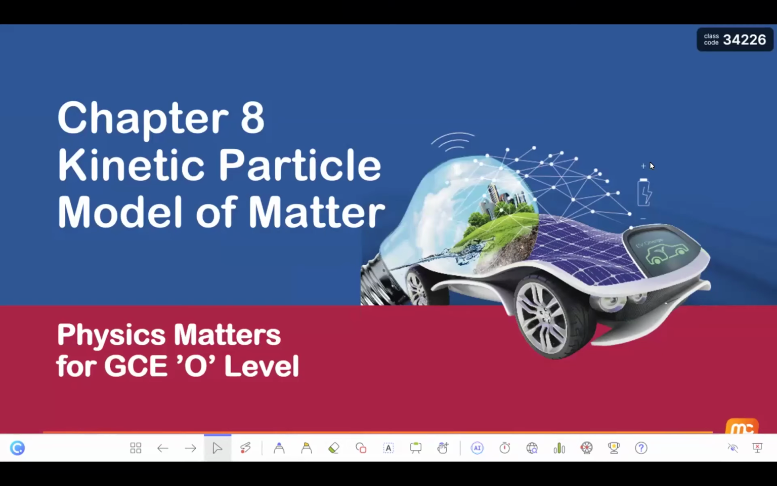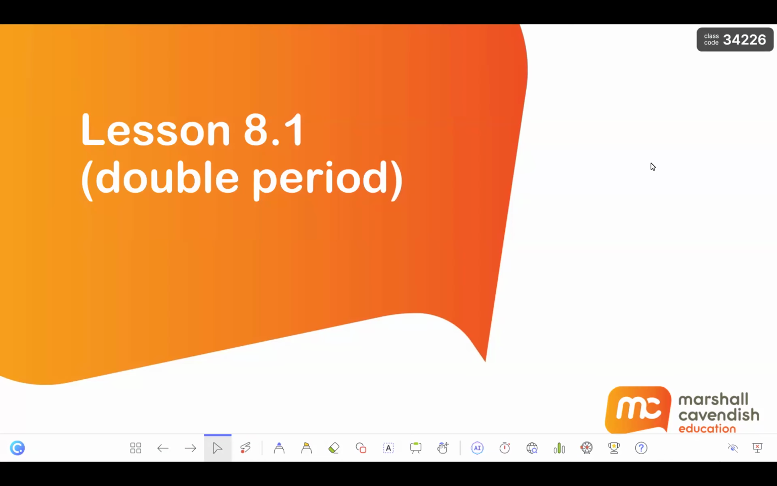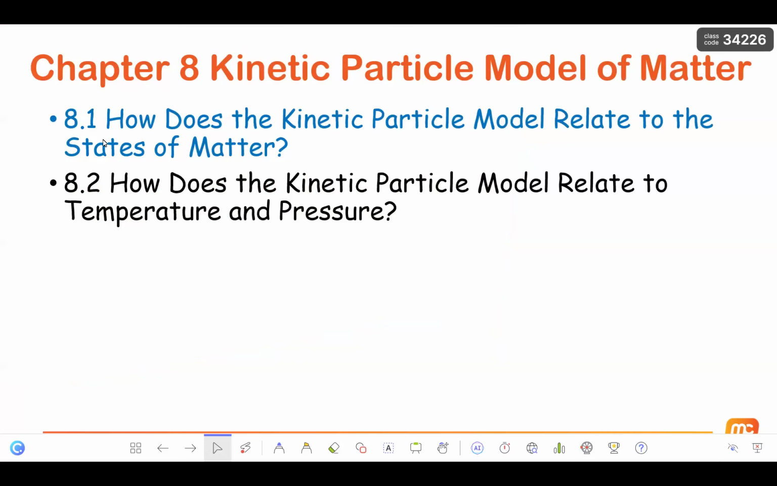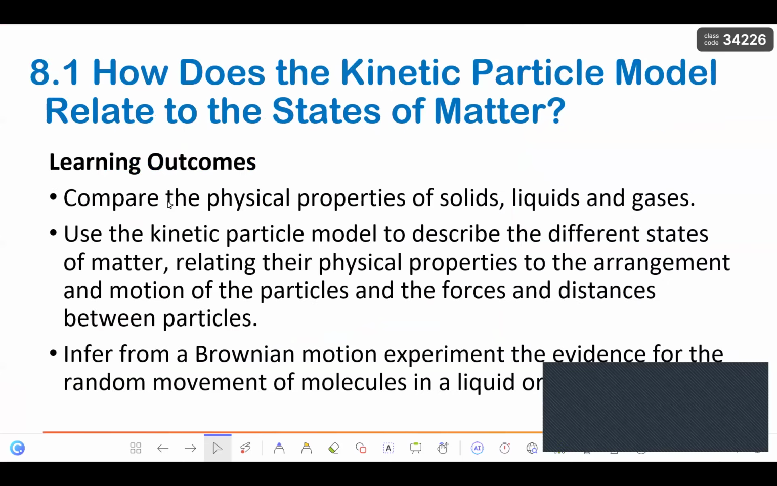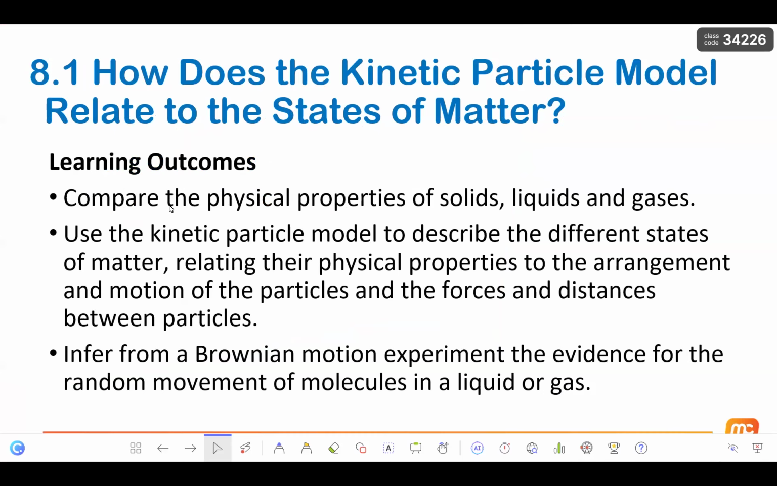Okay, in this video, we'll be going through chapter 8, Kinetic Particle Model of Matter, part 1. In this part, we'll be covering 8.1: how does the kinetic particle model relate to the states of matter? We are going to look through the properties of solid, liquid, gas, and then use the kinetic particle model to describe why different states of matter have different physical properties, as well as what is Brownian motion.